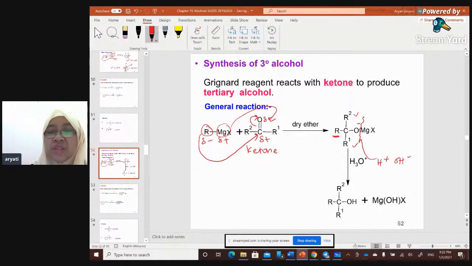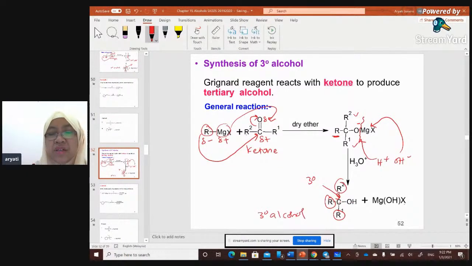H akan masuk dekat sini. OH will attach to MgX. So jadi R OH, MgOHX. OH attached to this carbon attached to 1, 2, 3 neighboring carbon. So this carbon is tertiary carbon. OH attached to tertiary carbon. So this is the tertiary alcohol.